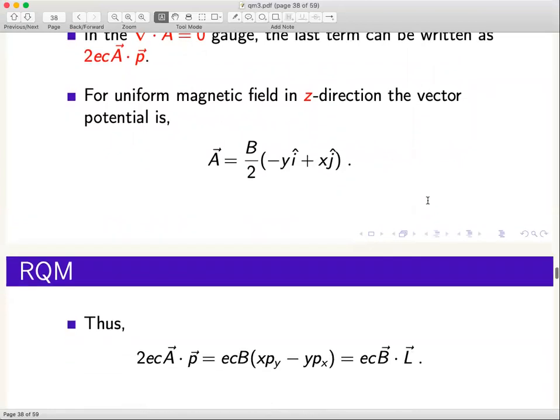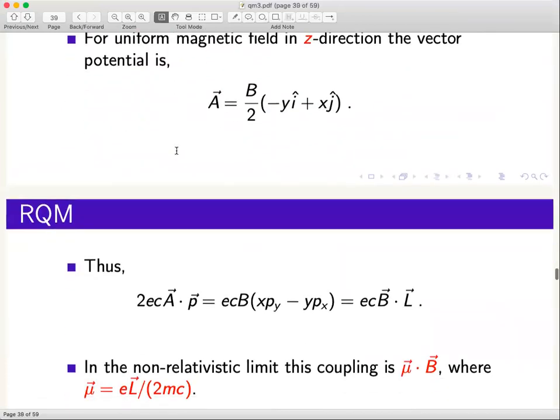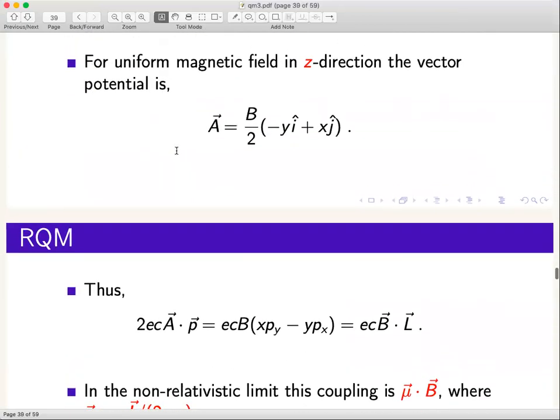So if you do that, then you can ask, how does this expression A dot P look like? If we have a constant magnetic field in Z direction, then A dot P takes a form E times C by times B. This factor of 2 gets cancelled here, and then the dot product of this with P gives you XPY minus YPX.